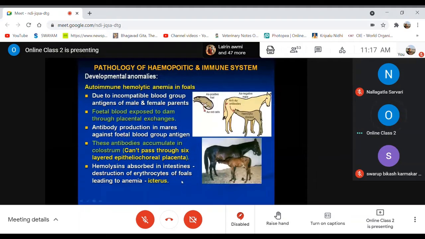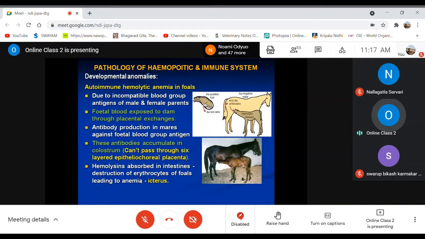So in the case of humans, it used to cause lysis of the RBCs inside the womb of the fetus. Whereas in the case of these animals, the antibodies formed in the circulation of the mother cannot pass through the epitheliochorial placenta, so they go on accumulating in the colostrum.